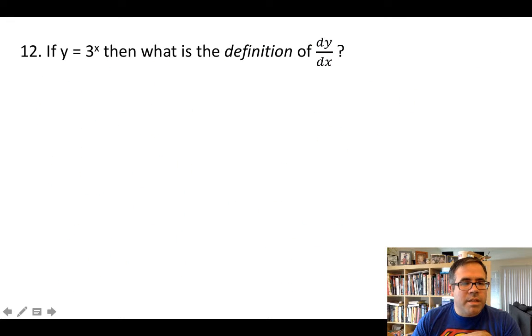All right, last one on this page. If y equals 3 to the x, then what is the definition of dy/dx? And again, I italicized this for a reason. Some of you tried to use the rules you know to take the derivative of 3 to the x, and here's the thing. The power rule does not work.